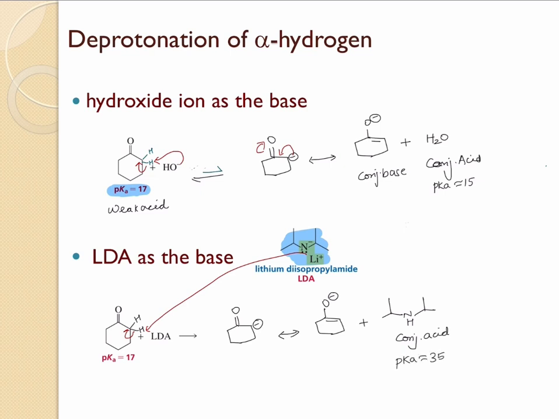Now between these two acids right here, we have the carbonyl compound which has a pKa value of 17, and we also have the diisopropylamine which has a pKa value of 35. Between these two, obviously we can say that this is the weak acid, and the reaction is going to favor the formation of the weak acid, right? So it's going to go in this direction. So if you want to synthesize the enolate ion, then we have to use lithium diisopropylamide and not hydroxide ion. When you use either hydroxide ion or the alkoxide ion, not enough of the enolate ion will be produced. Say for example, for this particular reaction, only 0.1% of the enolate ion will be formed.